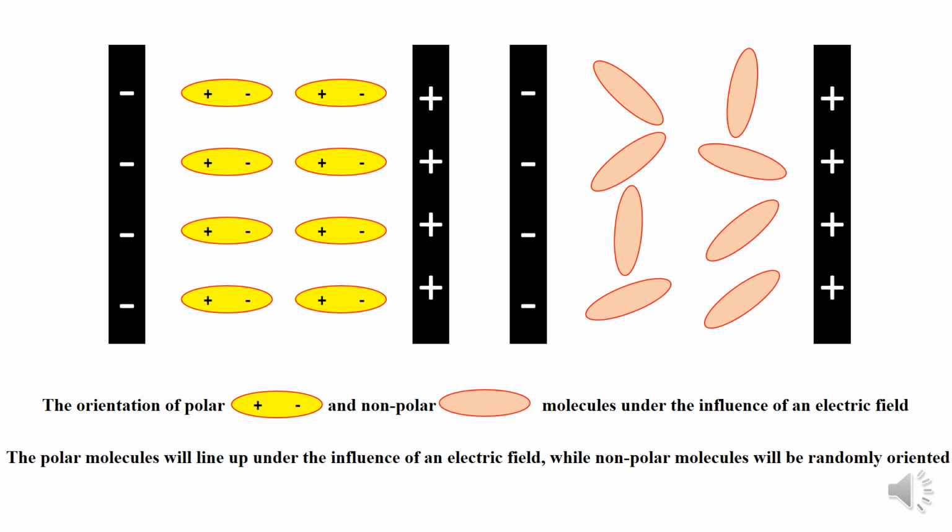And what you see here is the orientation of polar and non-polar molecules under the influence of an electric field. Now you very well know that a polar molecule has a positive end and a negative end, and when it comes under the influence of an electric field, it orients itself, or I can say it lines up under the influence of the electric field. While in the case of non-polar molecules, the electric field has no effect on their orientation. Even in the presence of an applied electric field, these non-polar molecules will be randomly oriented.